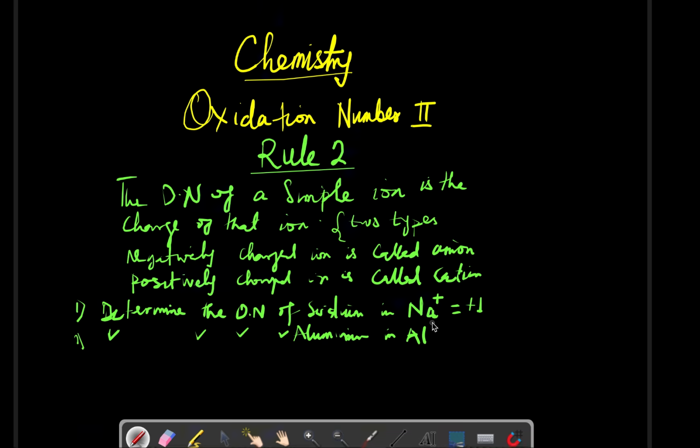Might just give this one as 3 plus. Al 3 plus. Wait till you see the answer. Remember this rule: the oxidation number of a simple ion is the charge of that ion. So it will be correct. You're correct. Plus 3 is the correct answer.